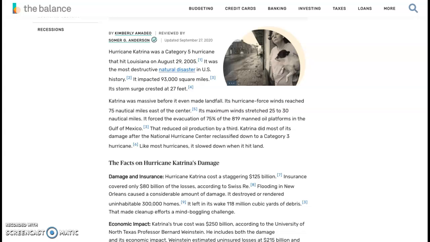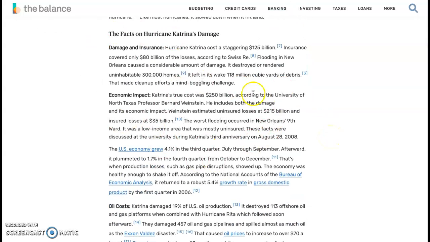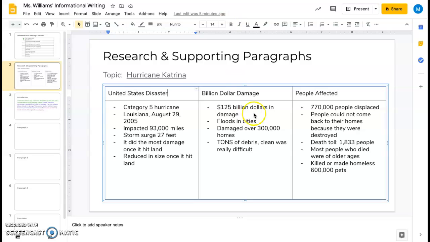In my article, I also found a bunch of information about the damage that was done, and I wanted to put a lot of information about that. I thought that was important, and so I named this billion-dollar damage because I thought it was interesting and important that there was over $125 billion in damage. So this whole section is about information that I found from my article about the damage that was done.